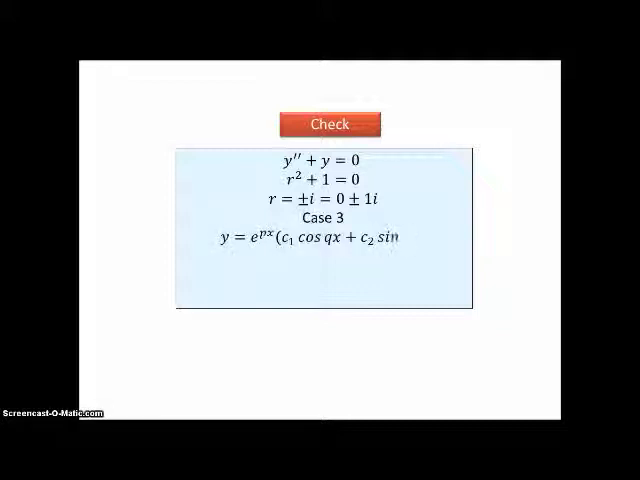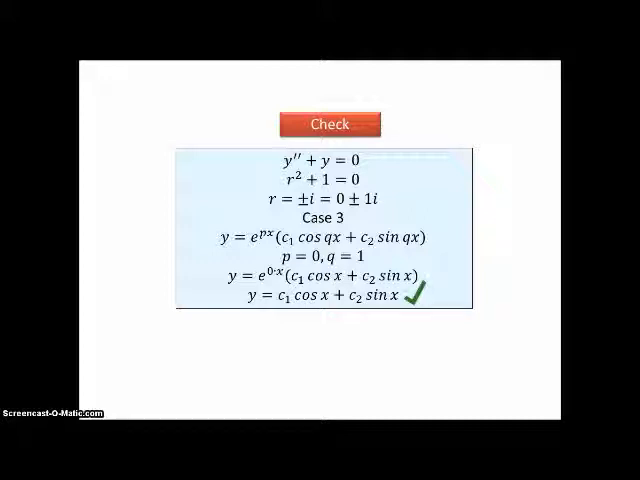So let's check using our 8.6 method. There's the original equation. There's the quadratic that goes with it, r squared plus 1, which has two imaginary or two complex roots. That's case 3. And in this case, p is 0 and q is 1. And when we substitute, the e to the 0x becomes 1. And we do, in fact, get the same thing we got by using the series method.